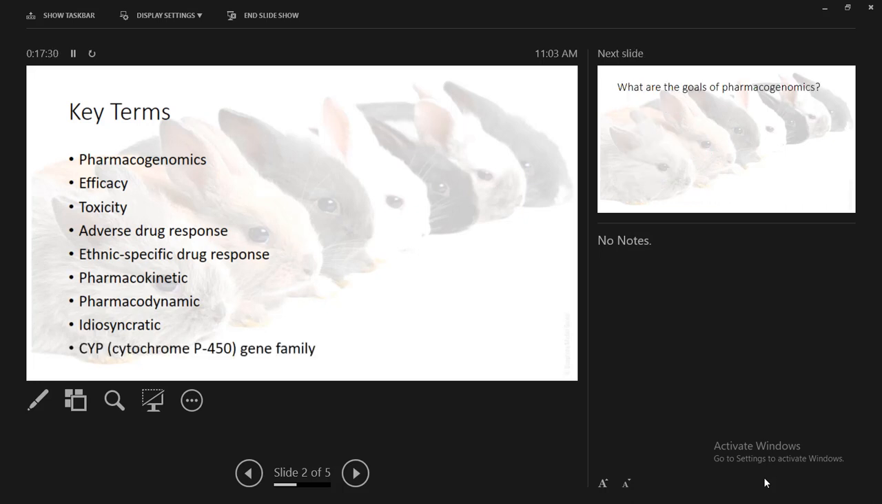And then the last key term, CYP, gene family. CYP stands for cytochrome P450 gene. And it codes for a machine that oxidizes materials. Okay, it'll oxidize endogenous materials, which come from yourself, and it will oxidize foreign materials as well.